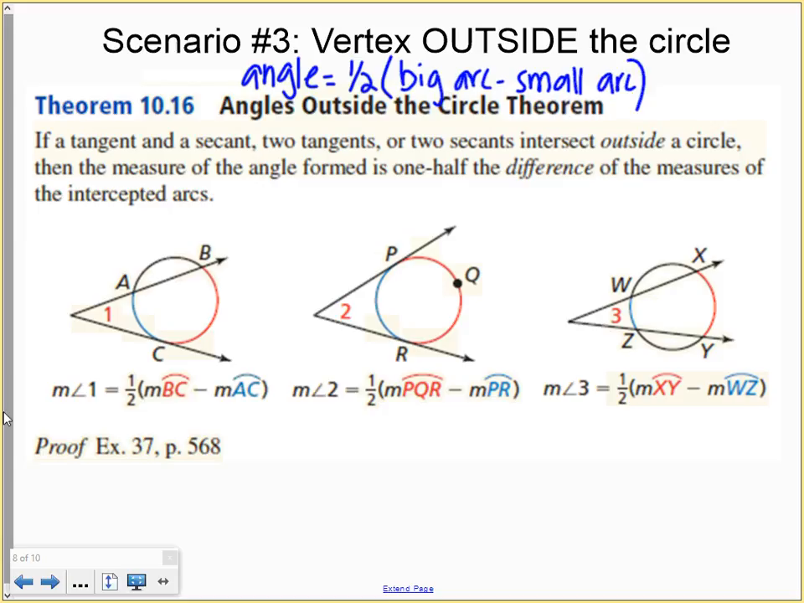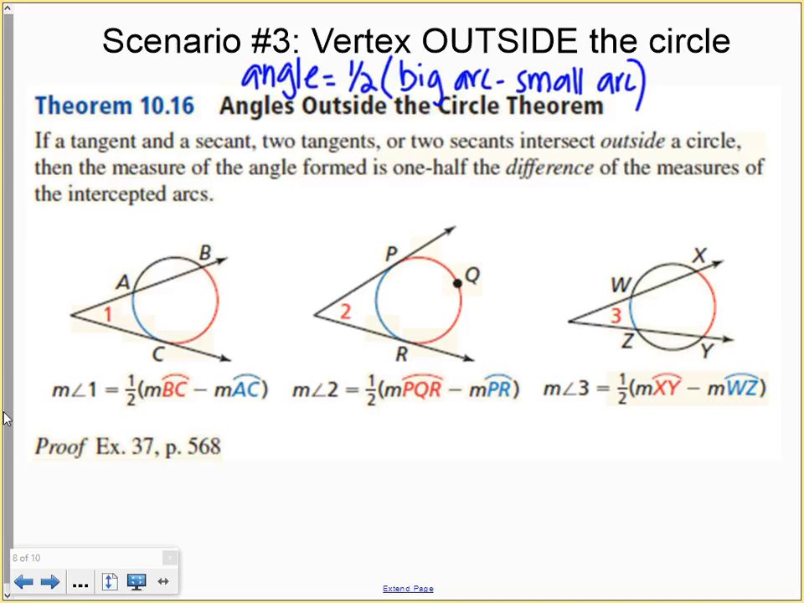Now, the bigger arc will always be the arc further away from the vertex, because as an angle opens up, the mouth of it gets bigger the more it goes on. So the arc further away will always be the bigger arc, and then the arc closest to the vertex will always be the smaller arc.